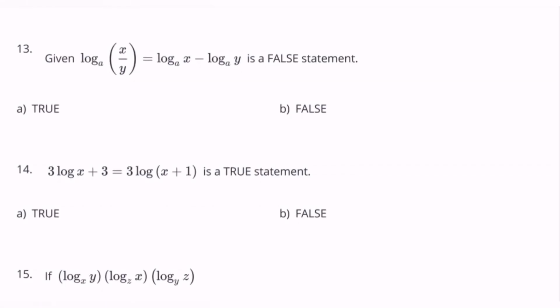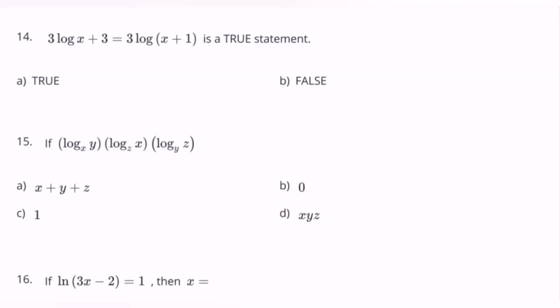Next, referring to question 13, we are given the situation log base a of x over y. By referring to the logarithmic subtraction identity, we will have log base a x minus log base a y. So in here, the situation is a true statement. And the answer for question 13 is a false answer.